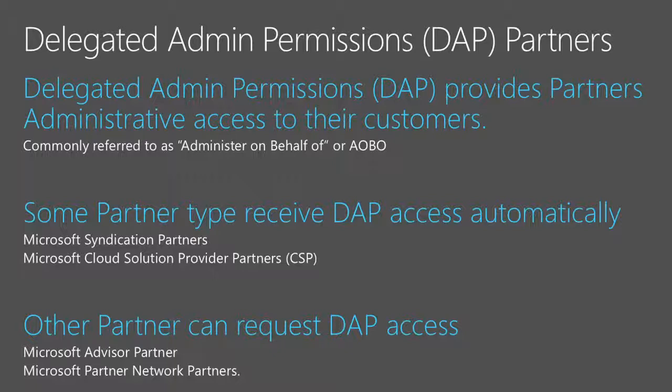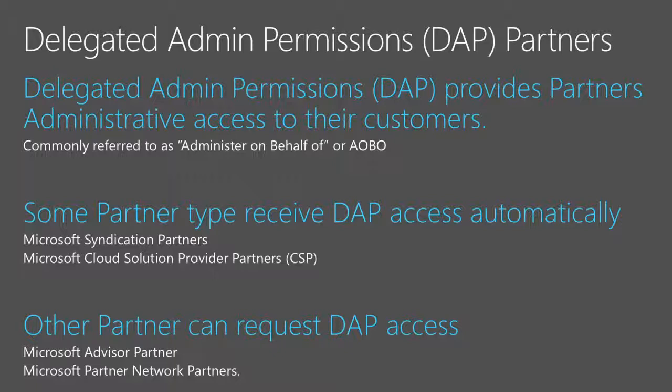A lot of people call this AOBO, or administer on behalf of. It's the same thing as the delegated access permissions. That's what gives you the ability to do this. Now, one thing that's interesting is, depending on the type of partner that you are, sometimes this happens automatically.